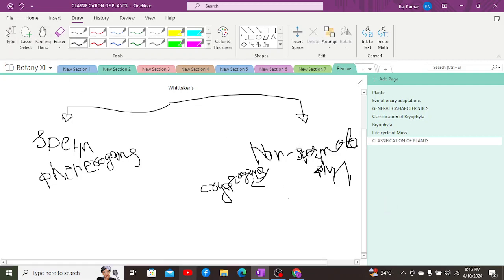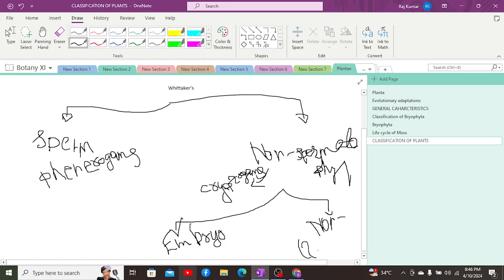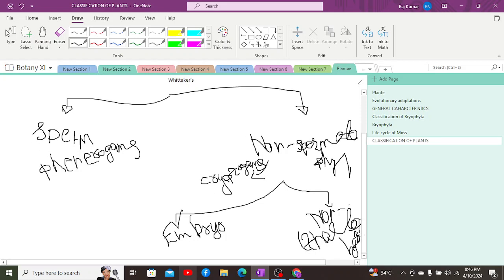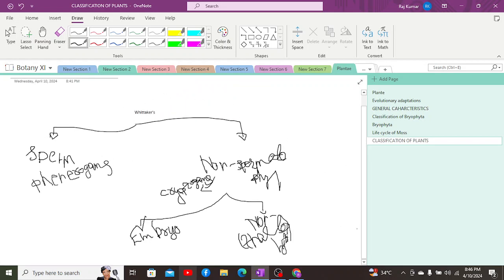When it comes to non-spermatophytes, we have the classification into those which produce an embryo, known as embryophyta, and those which do not produce an embryo, known as non-embryophyta, or thallophyta. Thallophyta include all of the algae and all of the non-vascular plants. So the first non-vascular plants, and the first plants according to Whittaker's classification, were the thallophyta.